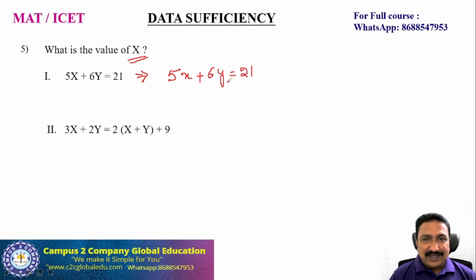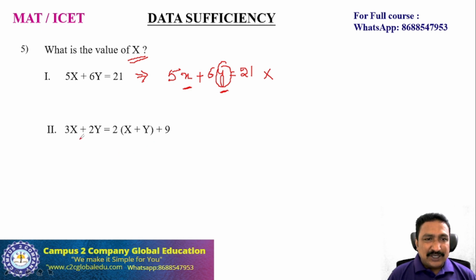Why? Because there are two variables but there is only one equation. Here we don't know the individual value of y. So that's why here also we cannot find out the x value. So the first statement alone, we cannot find the value of x. So we can eliminate the choice here.